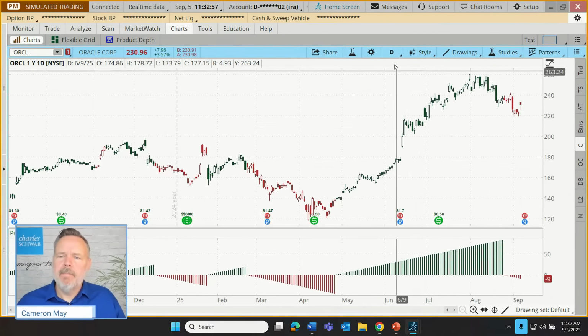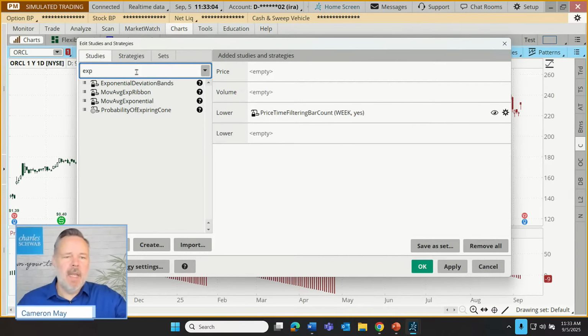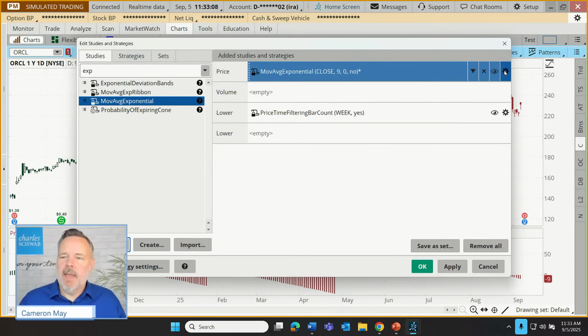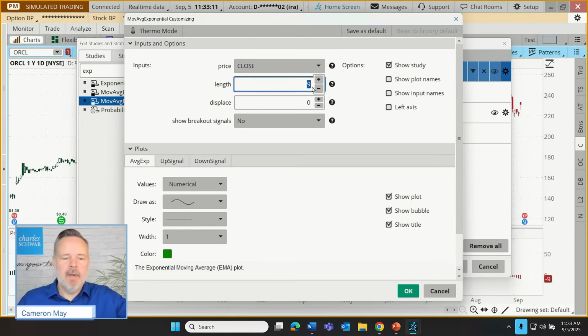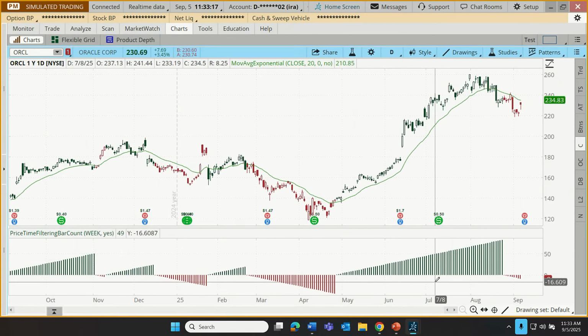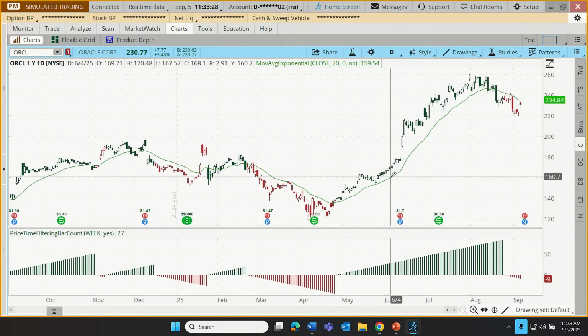But let's go up here and add a second indicator. Go up to our edit studies. Let's look for an exponential moving average. Let's tailor that to our trend. I'm going to look at a 20-period time frame. Let's click OK, click apply, click OK again. And actually, there's one other thing that I might do. I think people like this tool. I like it too. I want this indicator to show me trade signals.